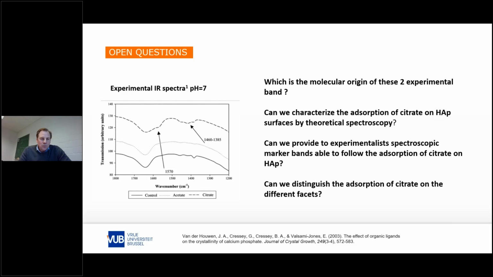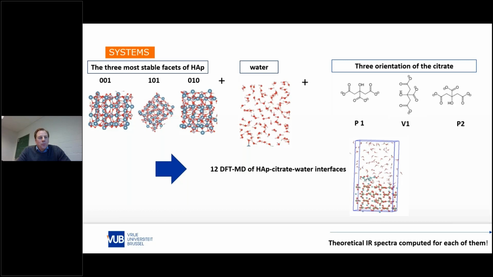Okay, but let's start. So this is how we will make the model. We have a bulk, again, that we cut along different orientations, the 001, 101, and 010. So those are the three orientations that we will study. On top we put some liquid water, and then in that liquid water at the surface, we put the citrate anion in different orientations: parallel up, parallel down, and then vertical. Okay, and then we start to do the calculation.